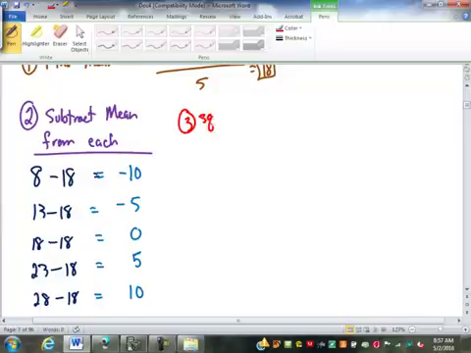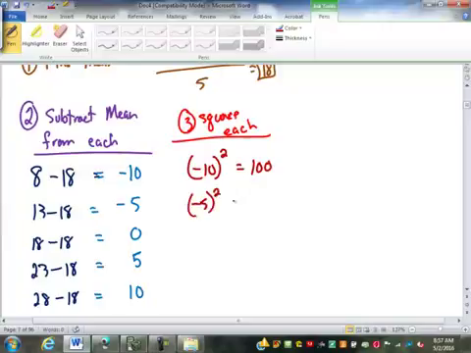Step 3 is to square each. Now you gotta be careful. Negative 10 squared, if you don't put it in parentheses, your calculator will try to tell you it's negative 100. That's not correct. When you square something, it is always positive. Negative 10 squared is 100. Negative 5 squared is 25. 0 squared, 0. 5 squared, 25. 10 squared, 100.